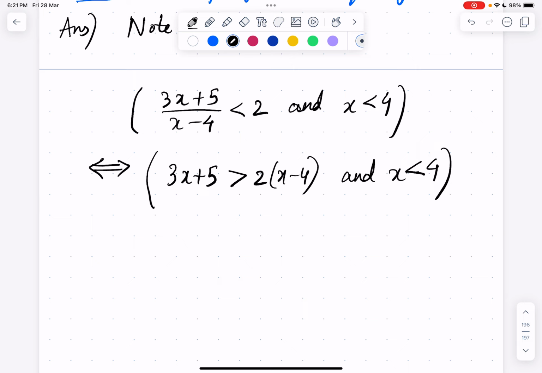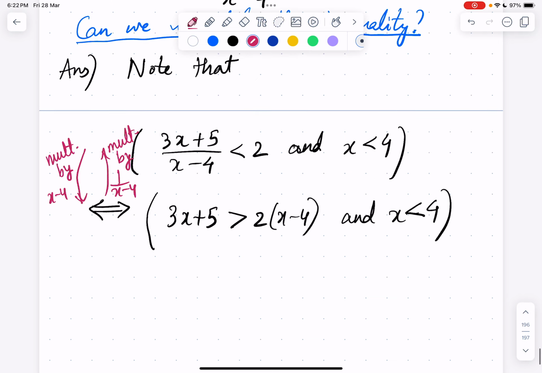If x is less than 4, this denominator will be negative, and so from getting from here to here you are multiplying by x minus 4, and from getting from bottom to top you are multiplying by 1 by (x minus 4). So both the statements are equivalent. Saying (3x plus 5) by (x minus 4) is less than 2 and x is less than 4 is the same as saying 3x plus 5 is greater than 2 times (x minus 4) and x is less than 4.